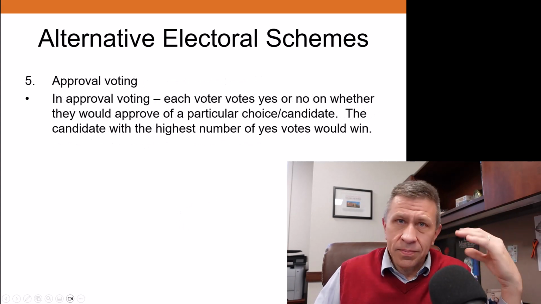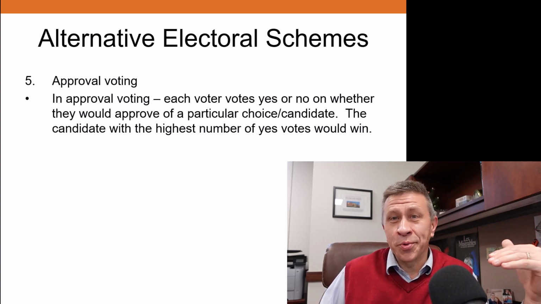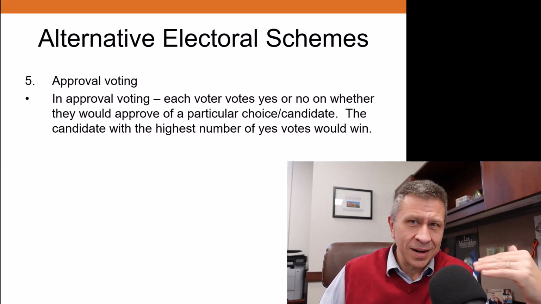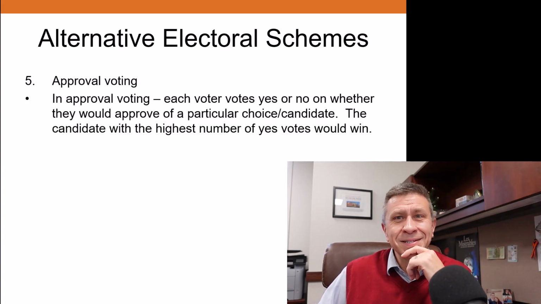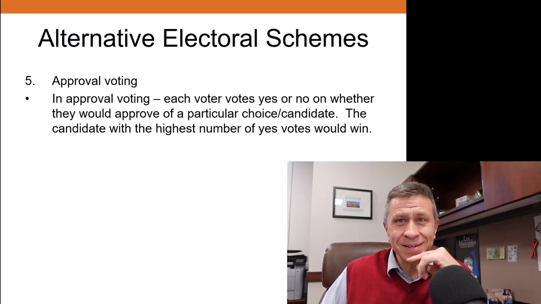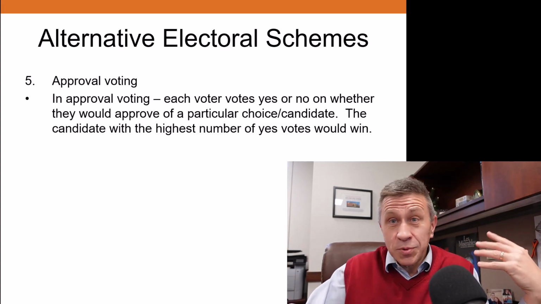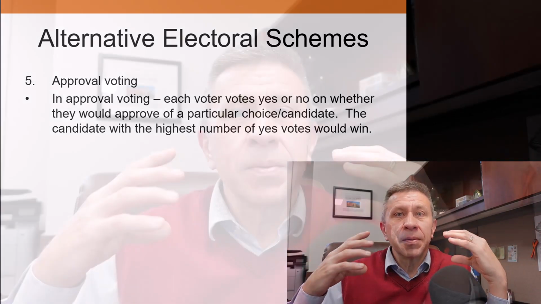Approval voting scheme: voters cast a yes or no on whether they would approve of a particular candidate. The one with the most yes votes wins. These are 5 different schemes. We could come up with multiple schemes. But the take-home message that I would love everybody to come away with is that different voting schemes can 100% lead to different people getting elected.